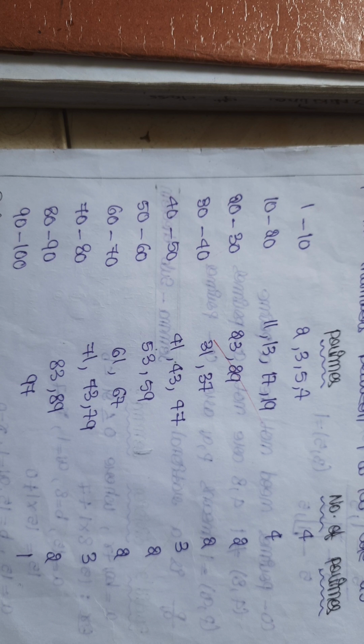Here the list of prime numbers is given in a tabular form from 1 to 100, with a gap after each 10. From 1 to 10, there are 4 prime numbers: 2, 3, 5, 7. From 10 to 20, there are 4 prime numbers: 11, 13, 17, 19. From 20 to 30, 23 and 29 are present. Like that you can watch all the numbers up to 100. There are 25 prime numbers.